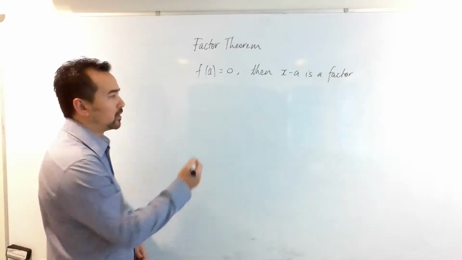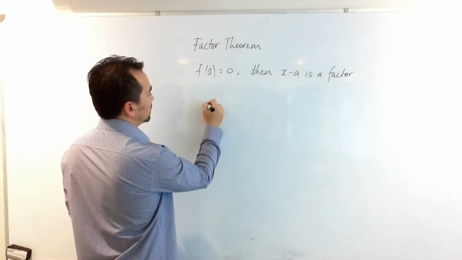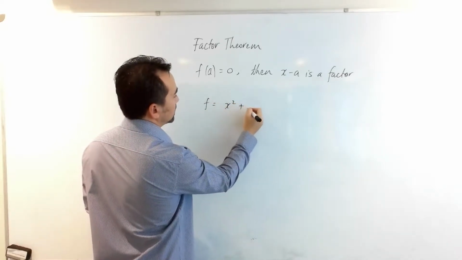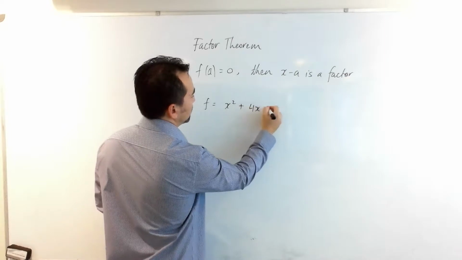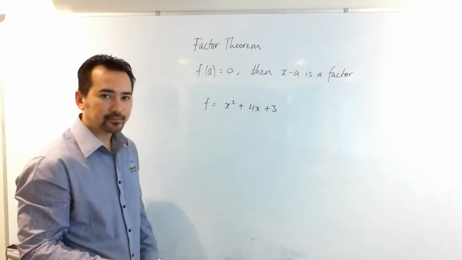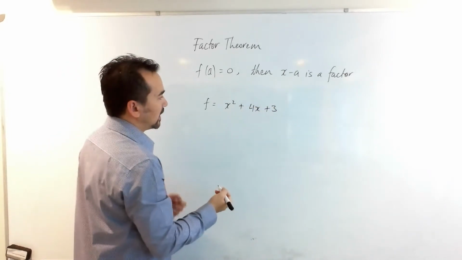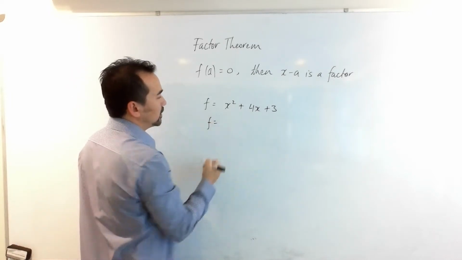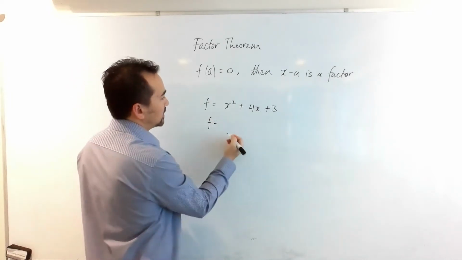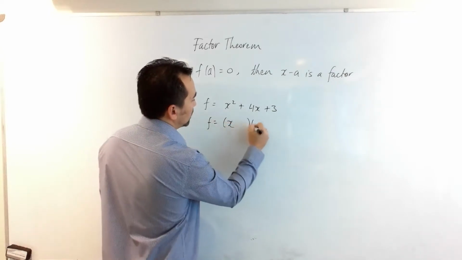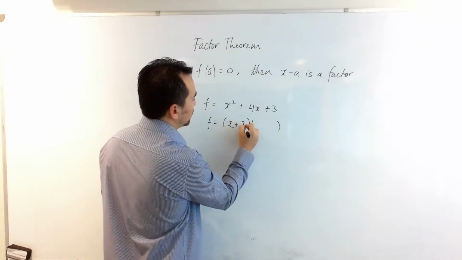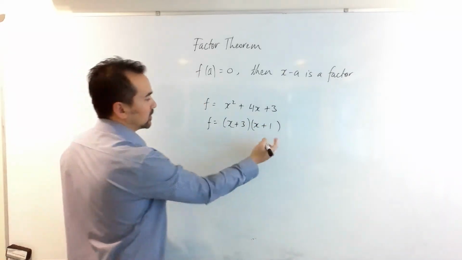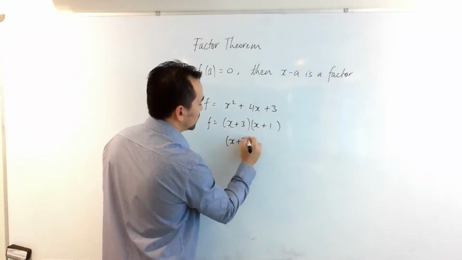Let's say we have a polynomial. I'm going to use a quadratic, so let's say f is equal to x squared plus 4x plus 3. And if we were to solve the x-intercepts of this function f, we would factorize it and say that we have (x plus 3)(x plus 1), and we would take this function and make it equal to 0.